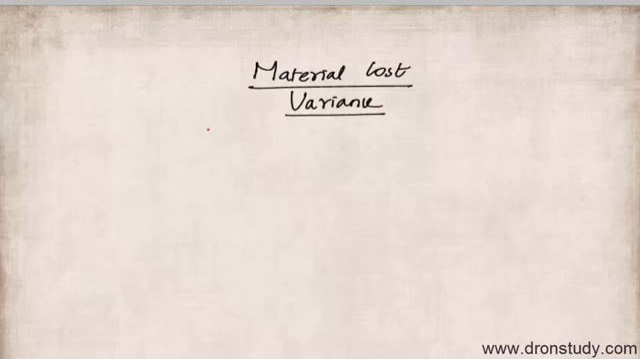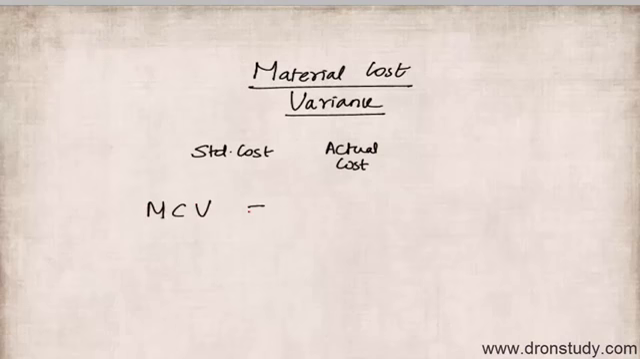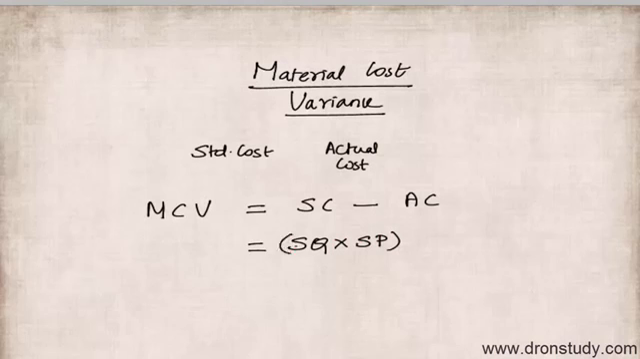Material cost variance is nothing but the difference between the standard cost, that is your budgeted cost, and actual cost. If you want to express it in mathematical form or in an equation form, you can say material cost variance, that is MCV, is nothing but standard cost minus actual cost. If you want to expand this even further, you can do it. So what is standard cost? Standard cost is nothing but standard quantity multiplied by standard price. That will give you standard cost.